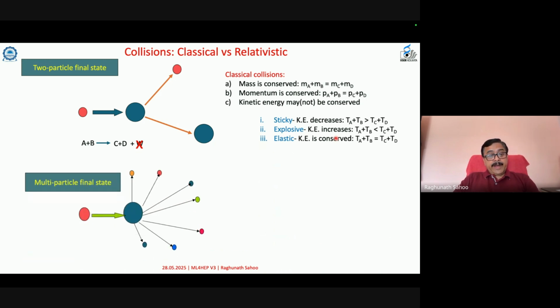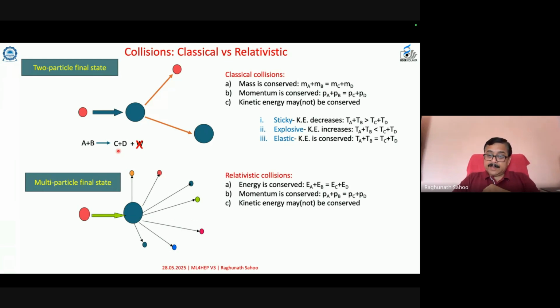And in our relativistic collision, what we do is look at the multi-particle final state. We accelerate these projectiles and collide with the target, or in a collider mode, we accelerate both the projectile and the target, making the collision so vibrant. So the final state produces a multitude of particles instead of the two-body final state. These are called vibrant relativistic collisions, where we know that mass is not conserved. These are explosive collisions.